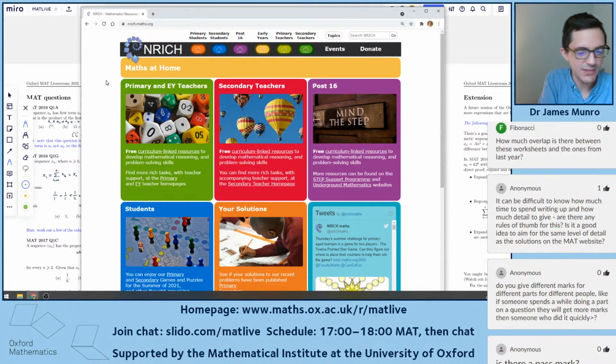Fibonacci user: there's a little bit of overlap between the worksheets and the ones from last year. I'd say somewhere below 10% overlap in questions. So sometimes you'll recognise a question because I used it last year. That's in the warm-up problems. Thinking about their warm-up problems from last year. The MAT questions overlap about 20% to 30%, I think. There's some of the same MAT questions again.